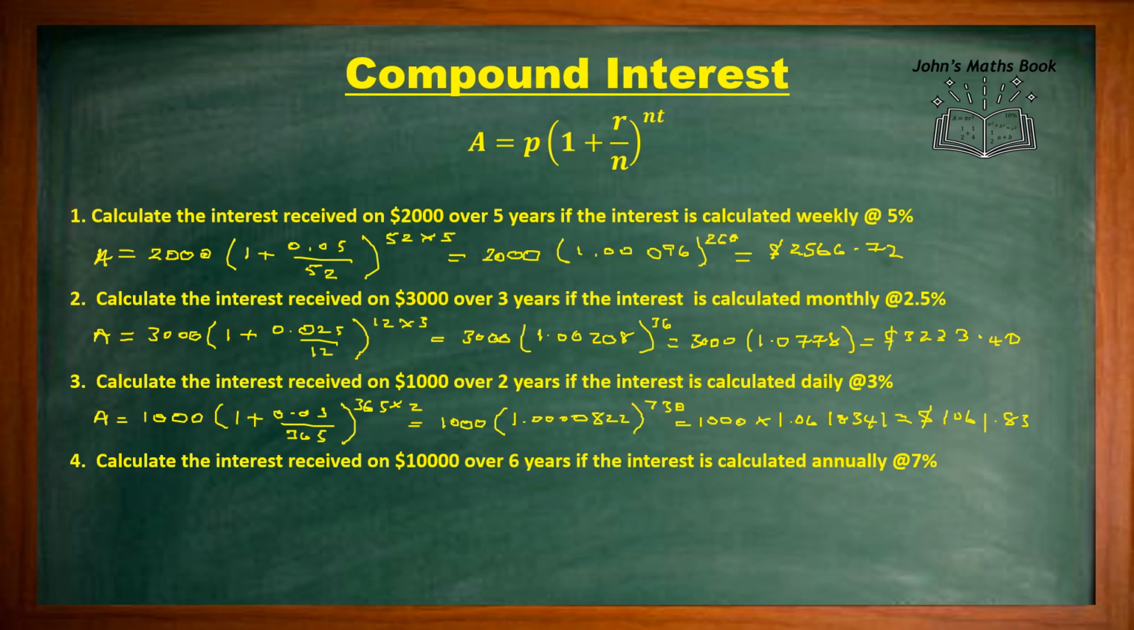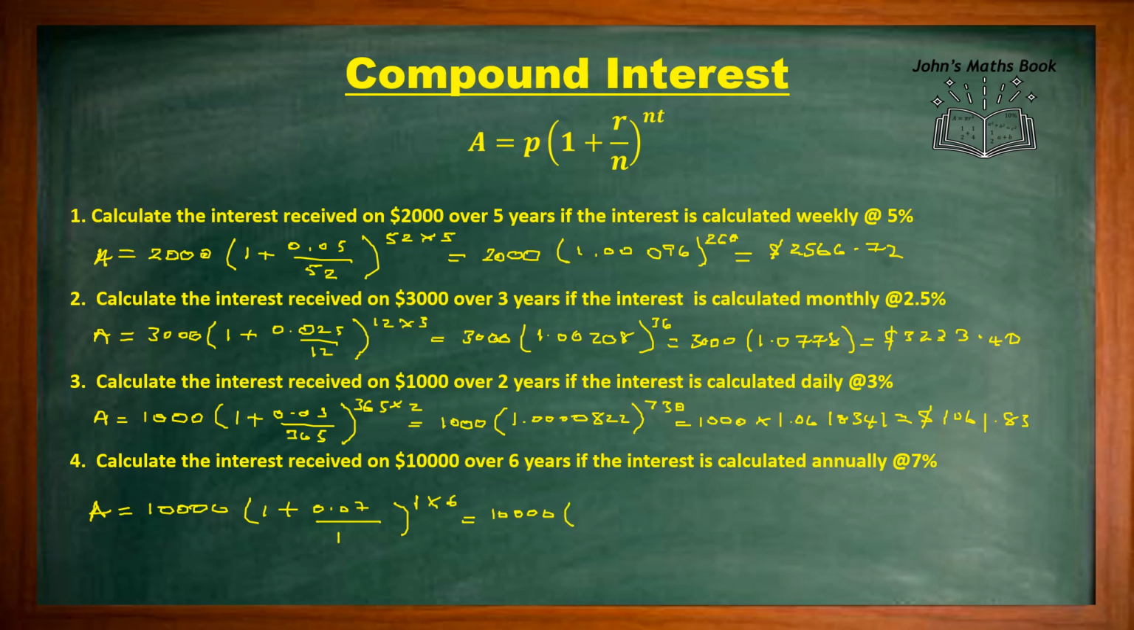So our final example is: calculate the interest received on $10,000 over 6 years if the interest is calculated annually at 7%. So A is equal to the principal, 10,000, multiplied by 1 plus the interest rate of 7%, so in decimals that's 0.07. It's annually, so therefore n is 1, to the power of n, 1 times the number of years, 6. So that is equal to 10,000.